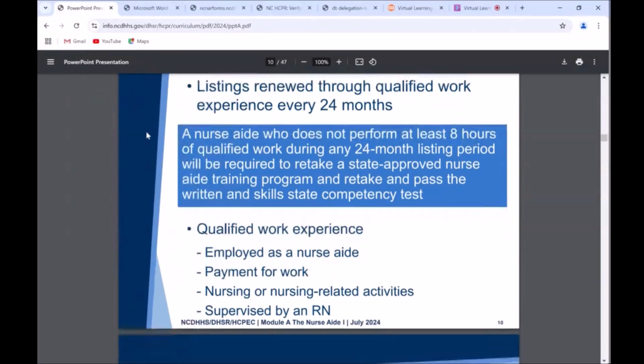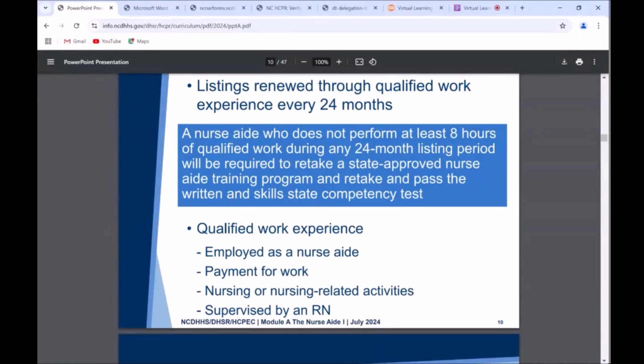Scroll down a little bit so you can see that. Supervised by a registered nurse. The registry listing for any nurse aide who does not work 8 hours for pay while being supervised by an RN during that 24-month listing period will expire. And before you can continue to work as a nurse aide, that individual will have to take and pass a state-approved training program and retake and pass the state competency test before they can be relisted.